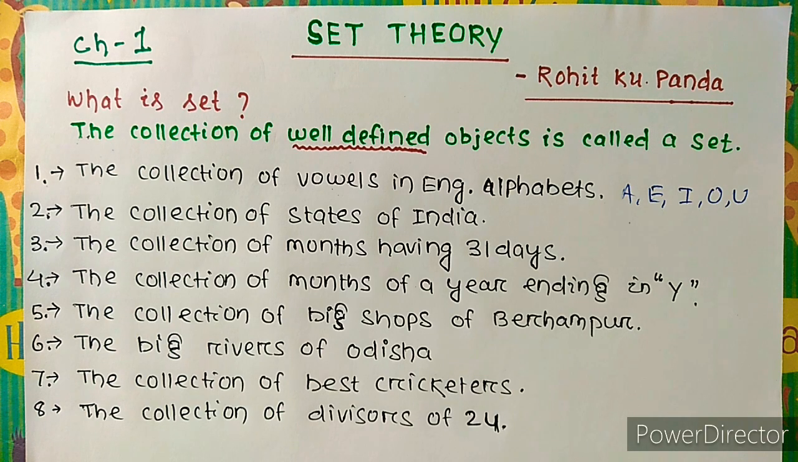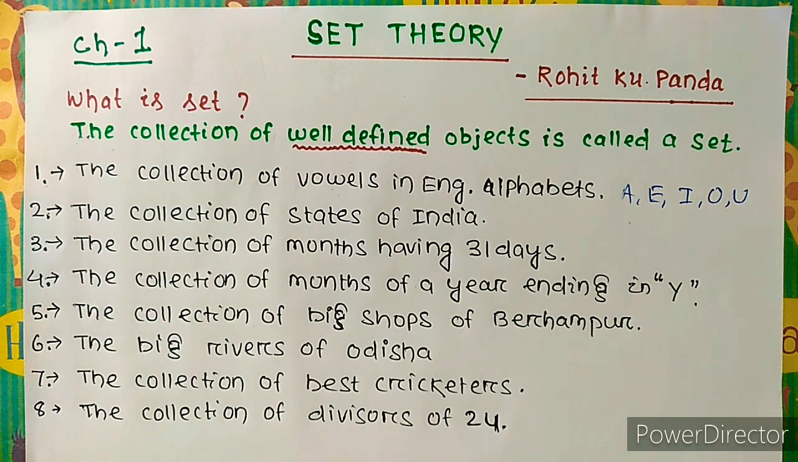So what is a set? The definition says a collection of well-defined objects is called a set. I have underlined the words well and defined. So what is well-defined? That means there will be a definite or concrete answer. So whatever data or object we take for a set, it must be definite or concrete.